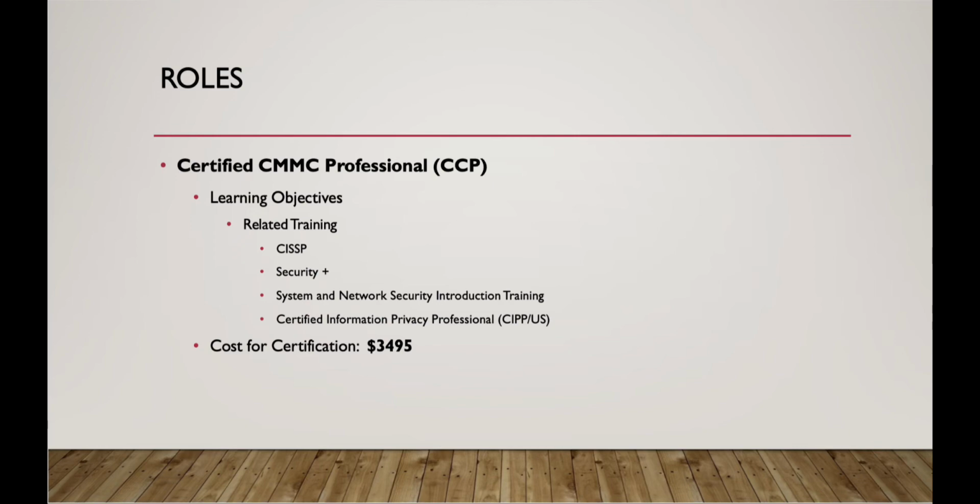But some of the related training they recommend that will help you become a professional is a CISSP, Security Plus, Network Security Introduction Training, and then there's also the Information Privacy Professional. Those are different aspects to it. Now, to become certified as a CCP, it's about $3,500 US dollars, which is pretty steep. So I would expect that the benefit of becoming a certified professional would outweigh the cost of that certification.